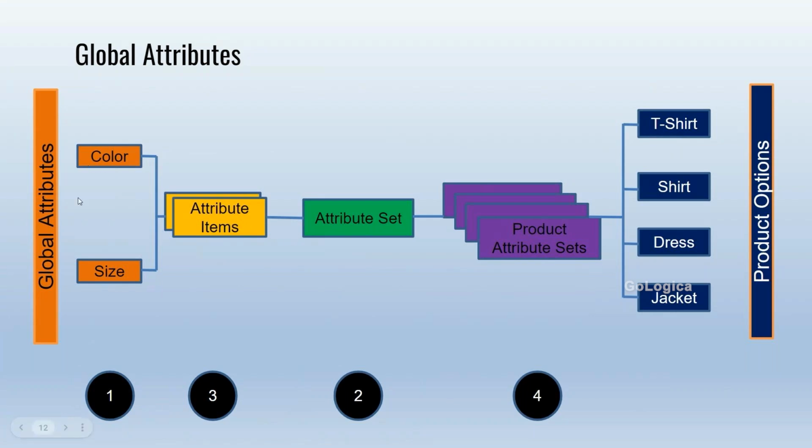For color and size, if I have one color, red, it is available in small size, medium size, large size, XL size. So this is one attribute set. Then orange color is also in four sizes. So all those product attribute sets apply to all the product options. So it applies to t-shirt as well, shirt, dress, jackets, and any other option which you can think of.